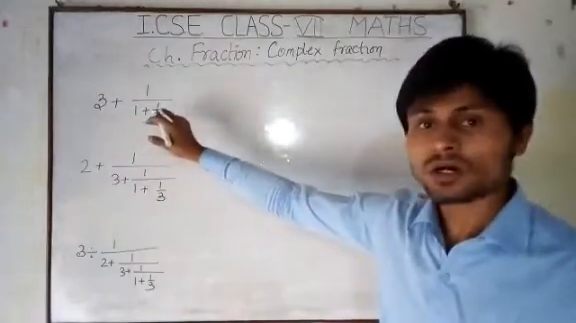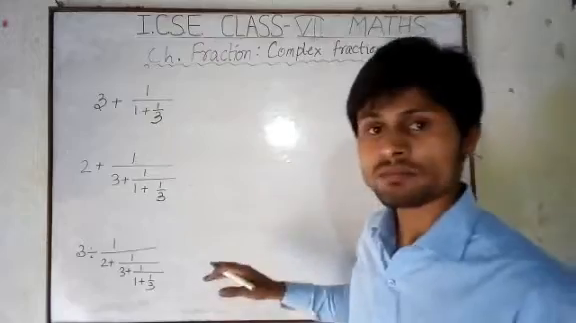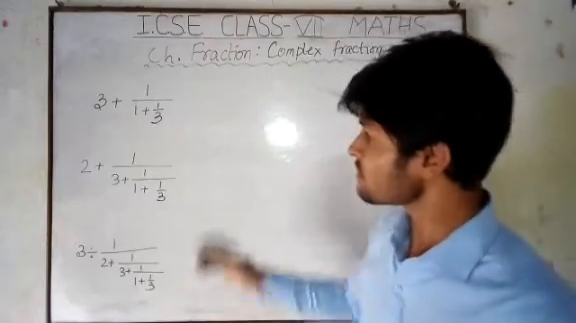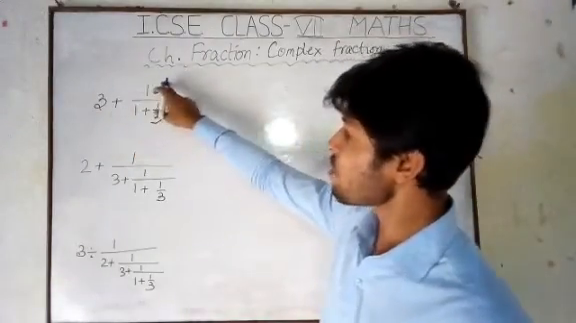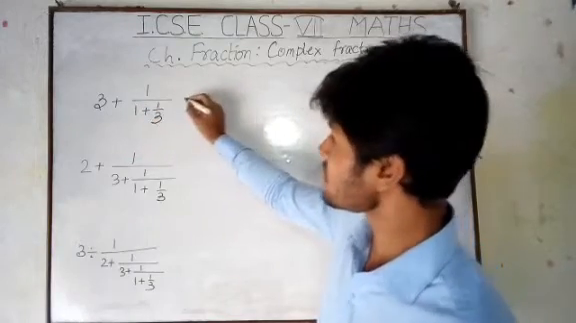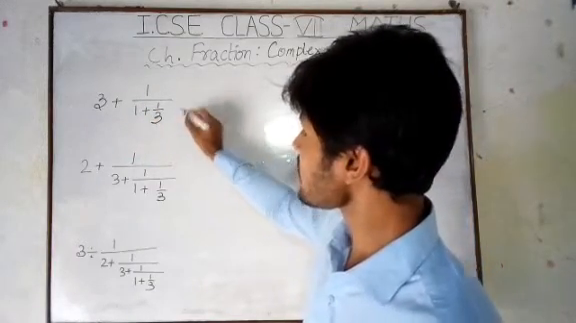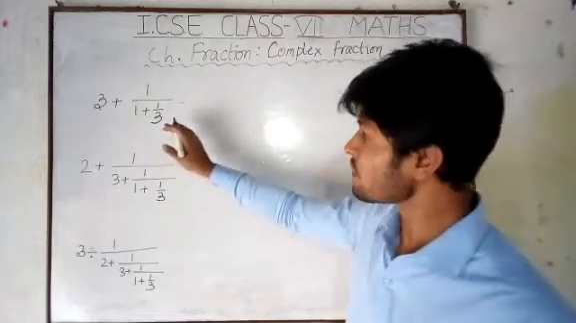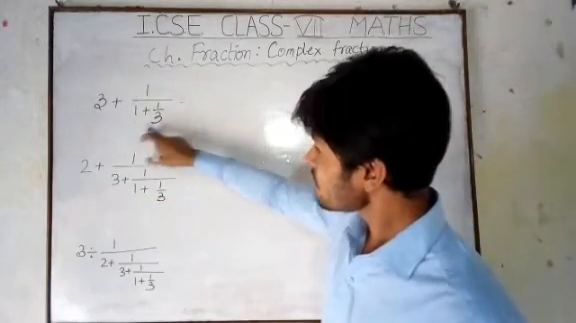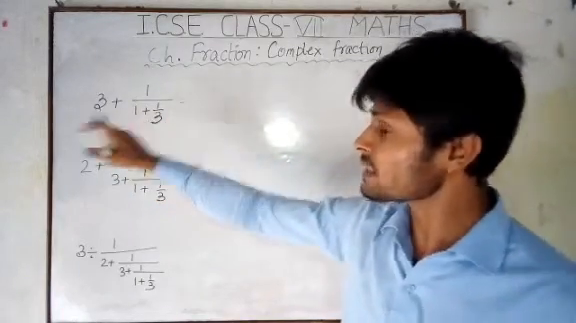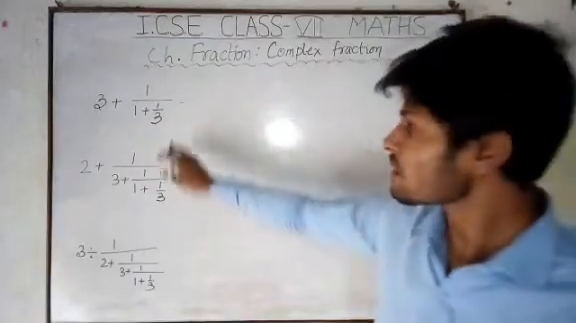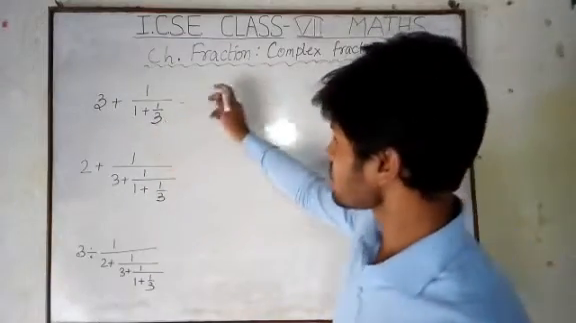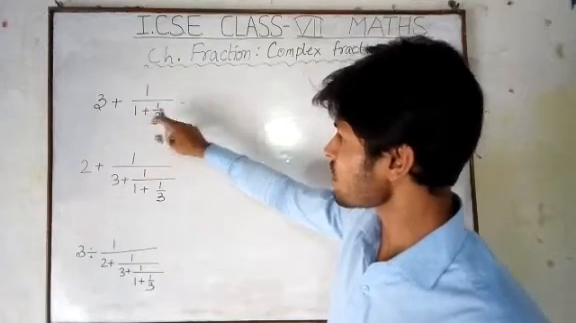Now we have some complex fractions and we have to solve those into their simplest form. Suppose first we have 3 plus 1 by 1 plus 1 by 3. To solve these kinds of questions, first we will solve the term present at the bottom. Here 1 by 3 is at the bottom, so we will solve for 1 plus 1 by 3.